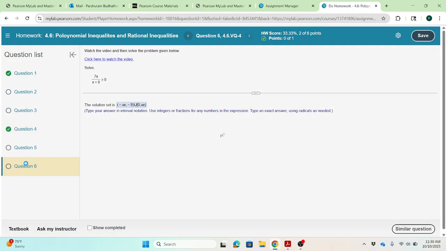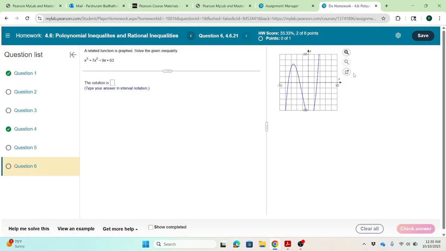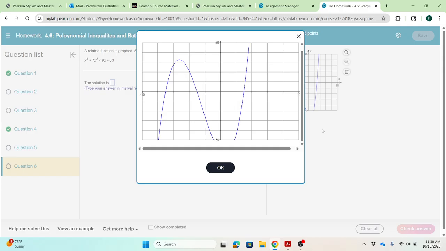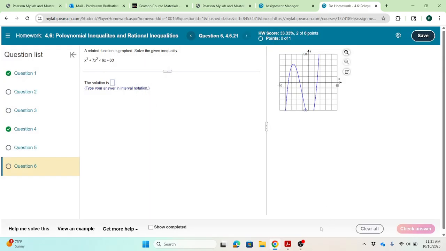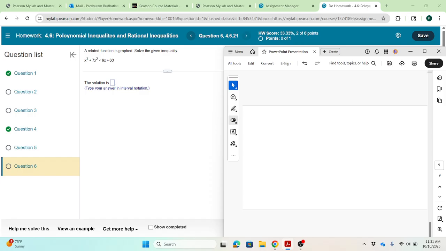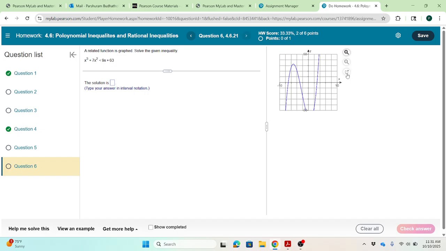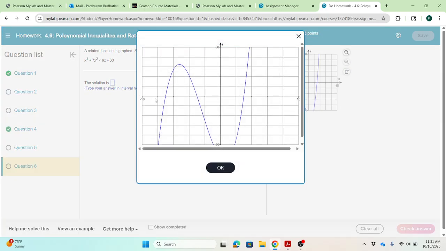Let's look at the last question. This is the graph of the function. Find the solution of this. To find the solution from the graph, just bring everything to one side. So I'm going to copy x cubed plus 7x squared, and bring 9x and then 63 to the other side. We would like to find where this function is negative, and we are told that the graph of the function is this. So we just have to find where this graph is negative.